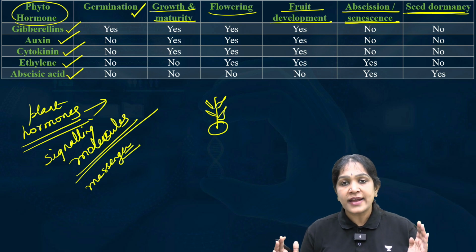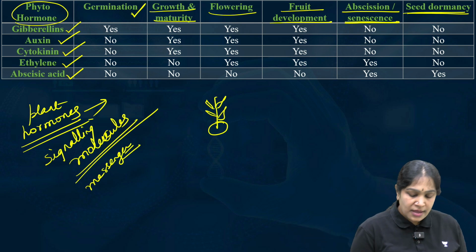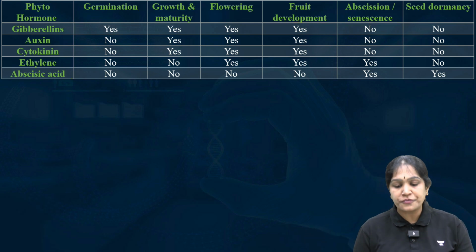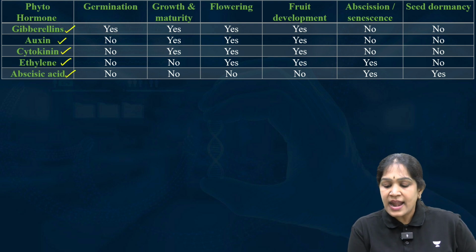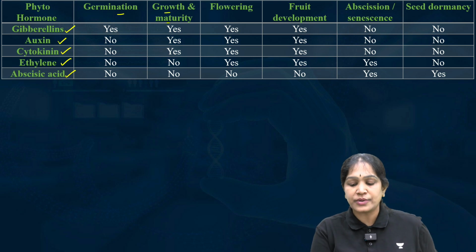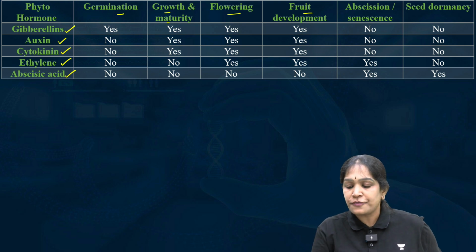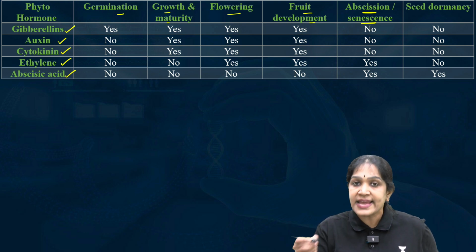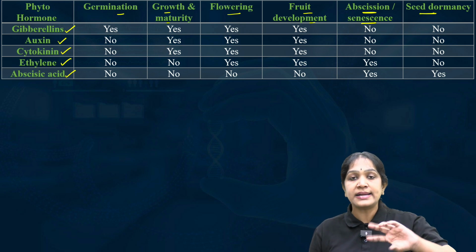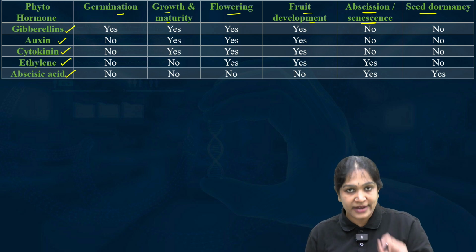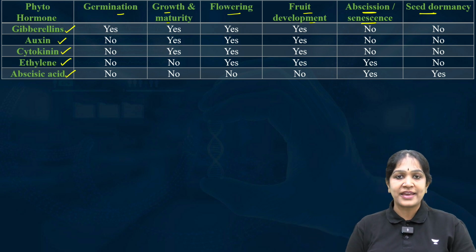Now, to make these phytohormones easy for you, I tried to keep it in the form of this table. These are the names of the hormones, and these are the different mechanisms like germination, plant growth and maturity, flowering in the plants, fruit development in the plants, ripened fruits and leaves falling down, that is old age symptoms, senescence or abscission, and seed dormancy, that is seed in the inactive condition during dry seasons. These are the 5 mechanisms.